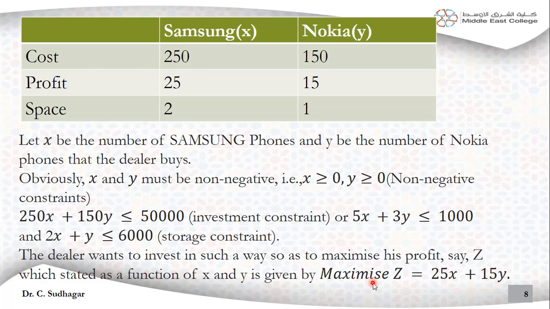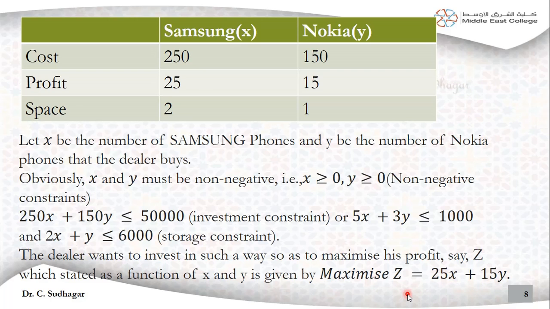Whether or not it is given in the question, by reading the question you must be able to guess whether it is maximization or minimization. That is very important in any linear programming problem. Here we had to maximize the profit because it is in terms of profit per piece. Therefore, maximize Z equals 25x plus 15y.